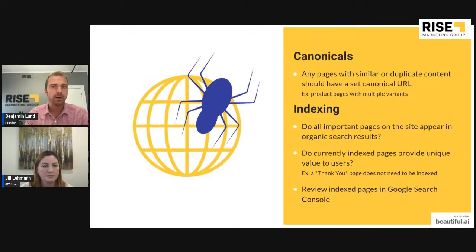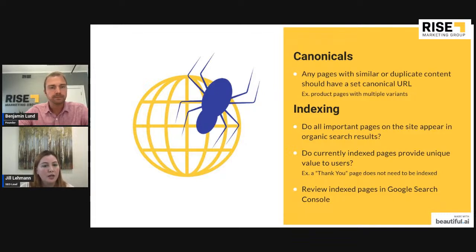Jill, why don't you break down what are canonicals and indexation and how that's included or should be included within a technical SEO audit? So this is often one of the first things that's reviewed in a technical audit. And the reason being is that any pages that are important should be getting indexed. If they're not getting indexed, then that is immediately something that we need to start troubleshooting and just figure out why they're not getting indexed.